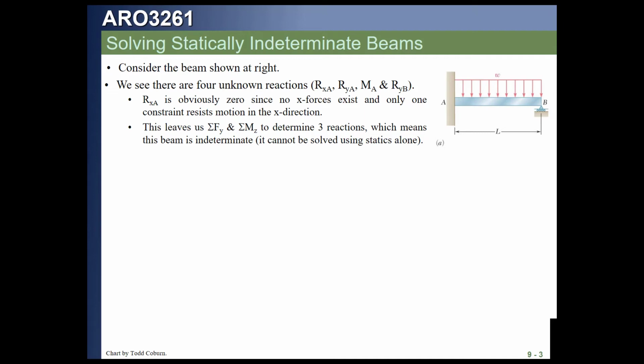We then find that we have 3 reactions left to solve and 2 equations to solve them. The sum of forces in the y direction and the sum of the moments. This means we don't have enough equations from statics to determine all unknowns, which is why we call this indeterminate. Not because we can't determine it or a clever engineer can't solve this beam, but because statics alone will not provide enough equations to solve this beam. Fortunately, we're going to find that this is just as easy to solve as a determinate problem with just a little bit more algebra involved.